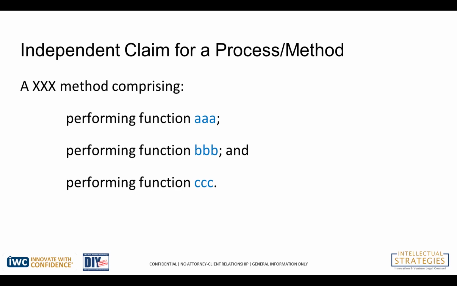Now, this is another example of an independent claim, although this is an independent claim for a method or a process instead of an apparatus or a system, instead of a physical thing. In this case, the method is designated as XXX, and it comprises, or it includes, but is not limited to, the following functions: performing function AAA, performing function BBB, and performing function CCC. You'll note that these functions are the same as what we listed already in our system claim. We've just taken them out and put them now in a method format.